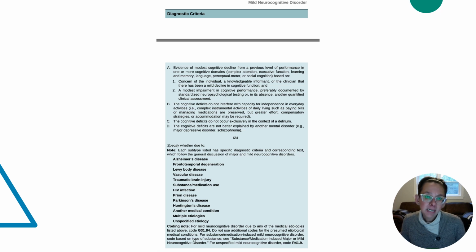And then we have the mild neurocognitive disorder. So evidence of modest cognitive decline from a previous level of performance in one or more cognitive domains. So those are the domains that were listed in the beginning. So definitely know those domains, review those domains, be aware of those domains. Concern of the individual, a knowledgeable informant, or the clinician that there has been a mild decline in cognitive function, and a modest impairment in cognitive performance. Preferably, it's preferable, documented by standard neuropsychological testing.